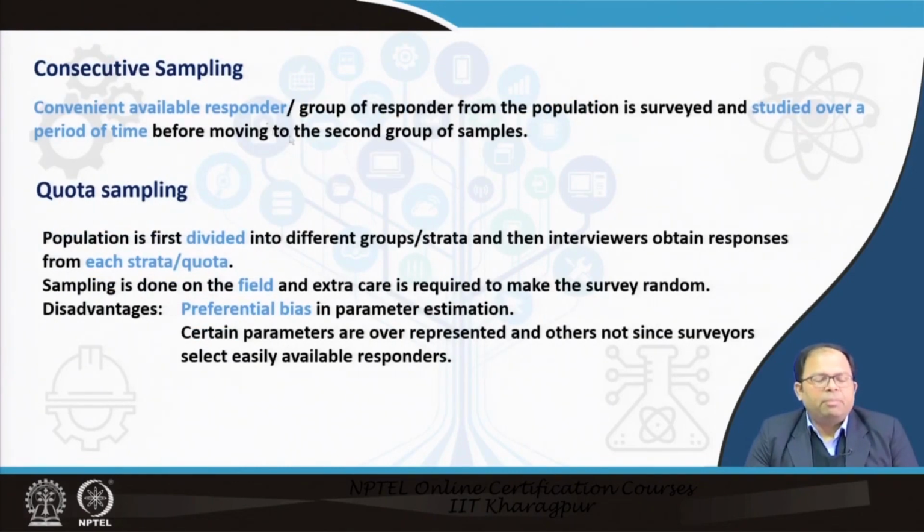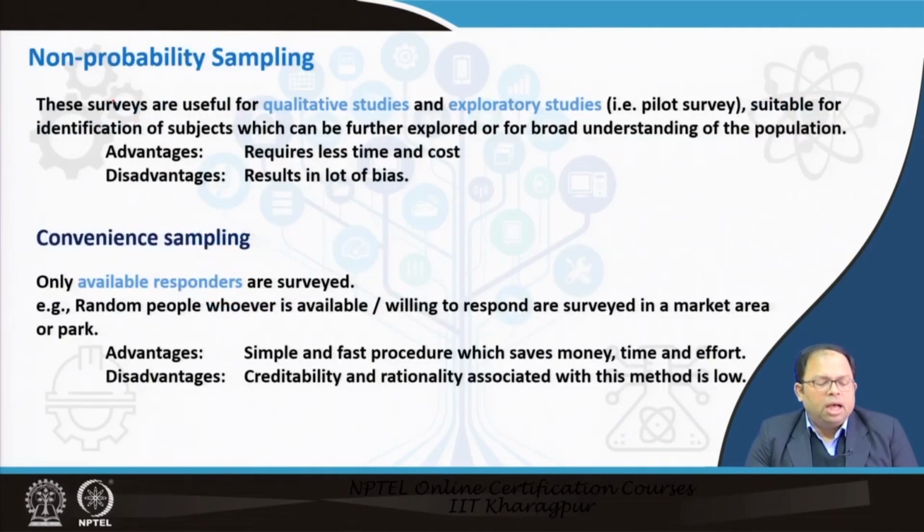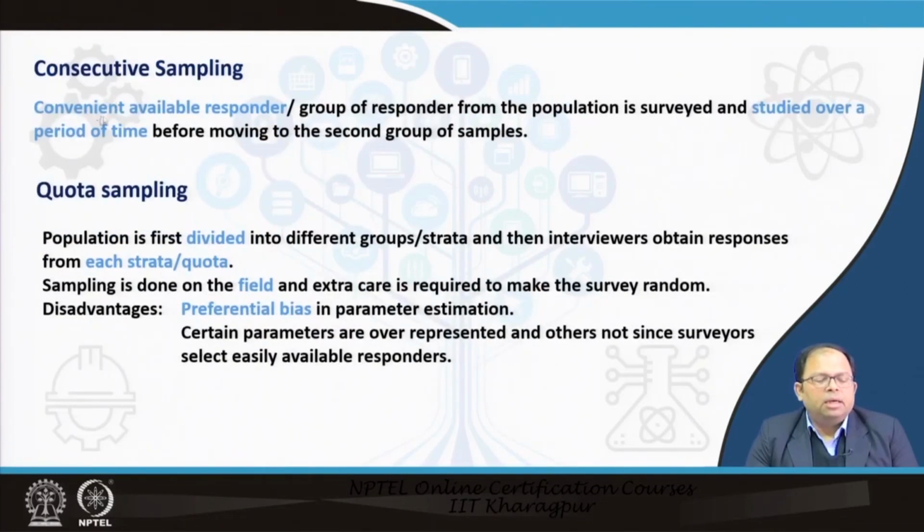So consecutive sampling is almost similar to convenience sampling, but here available responders or groups of responders from the population are studied over a period of time before we move on to the next group of samples. That means we complete our study here, determine certain characteristics, and certain modifications could be adopted in the next group of the survey, based on the studies that we do on the first group of samples. So this is consecutive sampling.